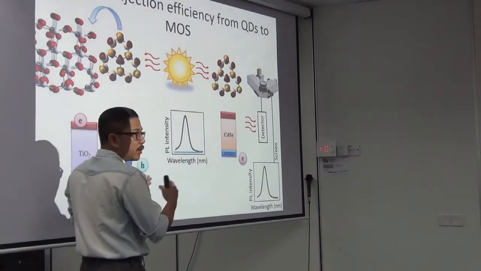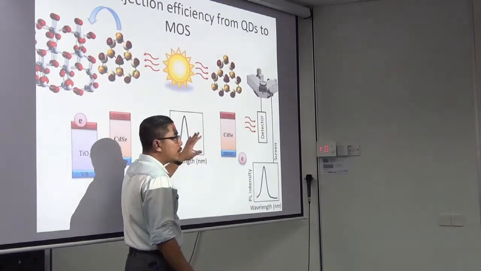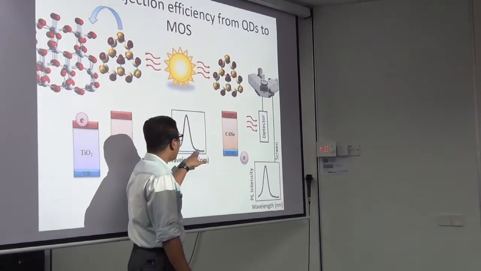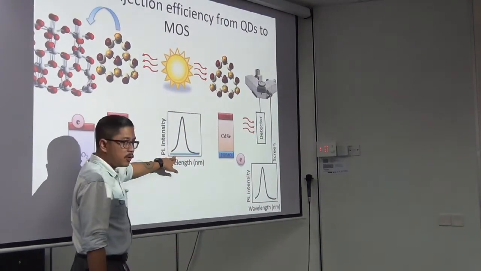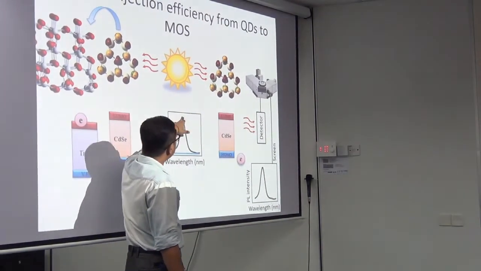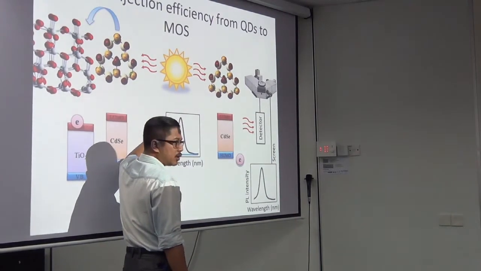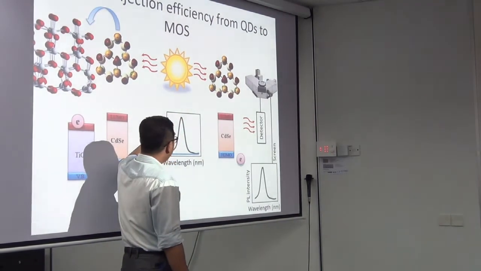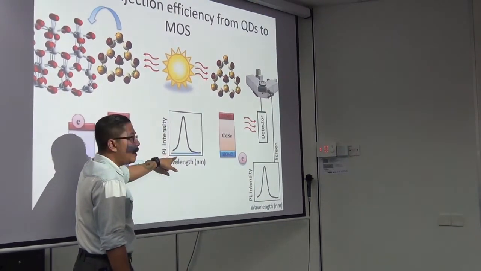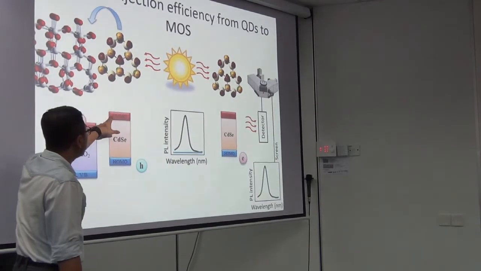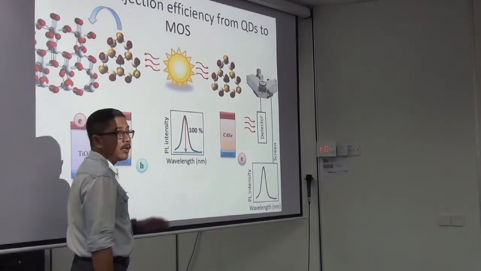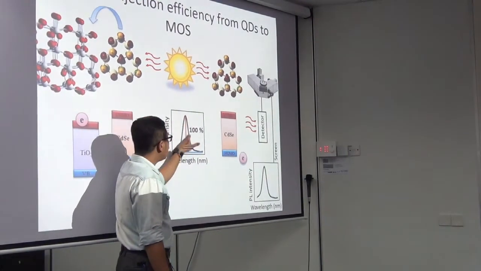Now this is how the comparison works. We need to combine the graph of the bare quantum dot and the graph of the quantum dot MOS conjugate. Then we measure the intensity. So if this is the bare quantum dot's graph and this equals zero, it means that the electron will be injected 100% into the quantum dot MOS conjugate. 100% quenching of the graph.